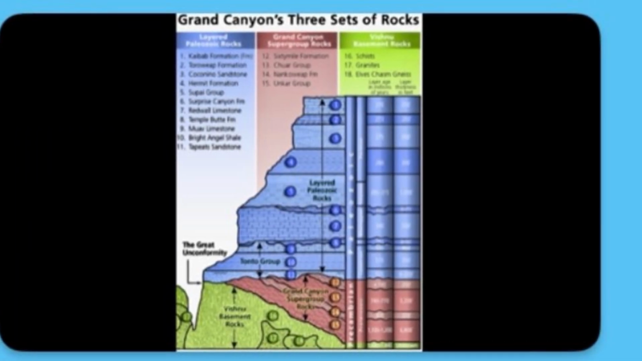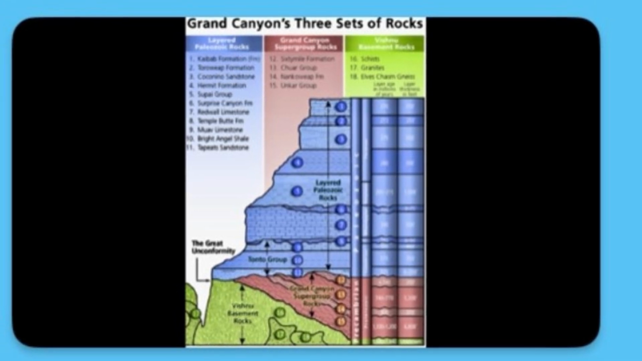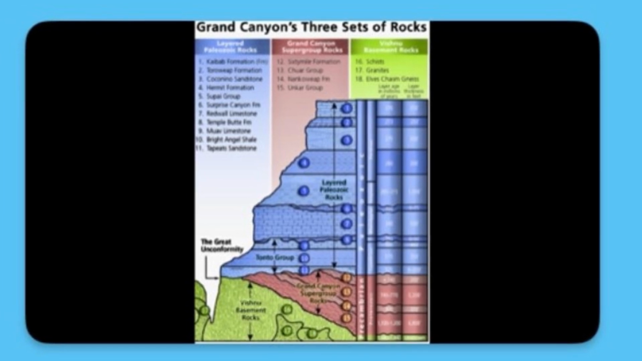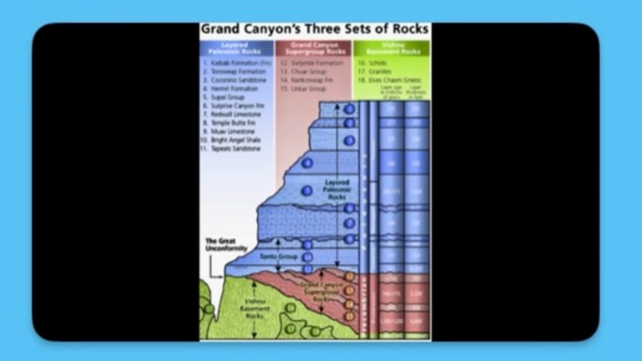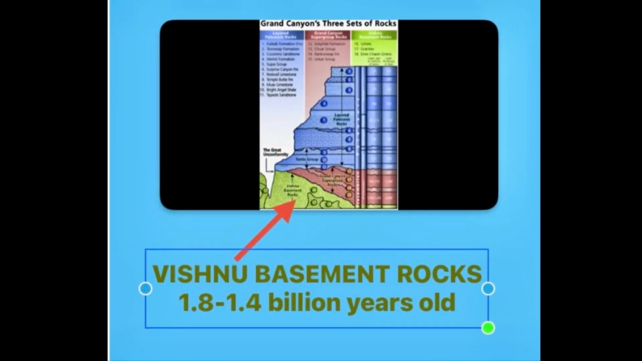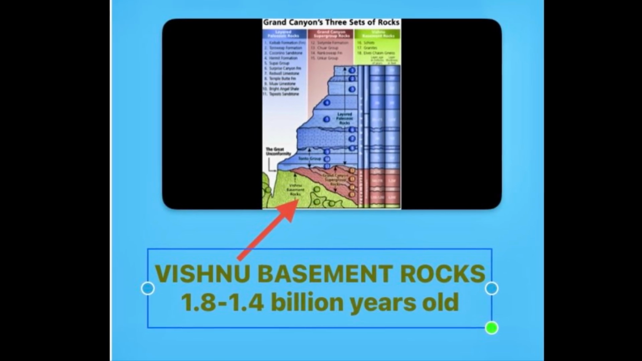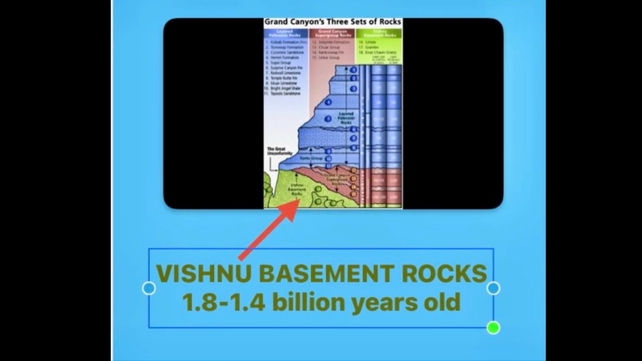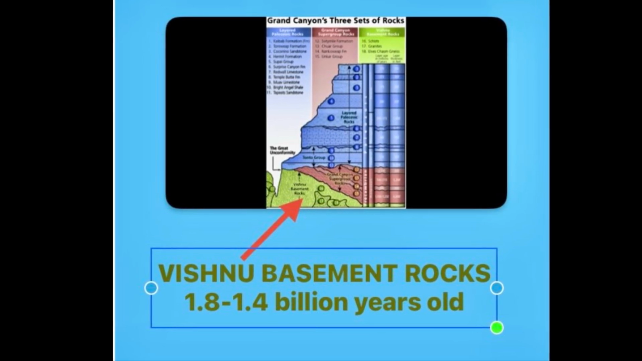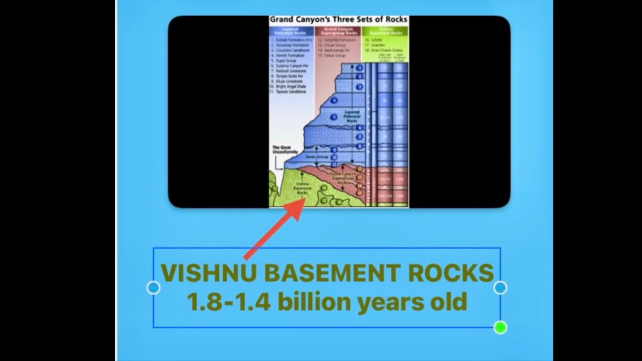Okay, so this very excellent drawing shows the three main rock categories that we find in the Grand Canyon. Let's take a look at them. Down at the very bottom of the Grand Canyon along the Colorado River, we have the very oldest rocks, and they're called the Vishnu Basement Rocks. These rocks range in age from 1.8 billion to 1.4 billion years ago. We'll take a closer look at these rocks in a little bit.